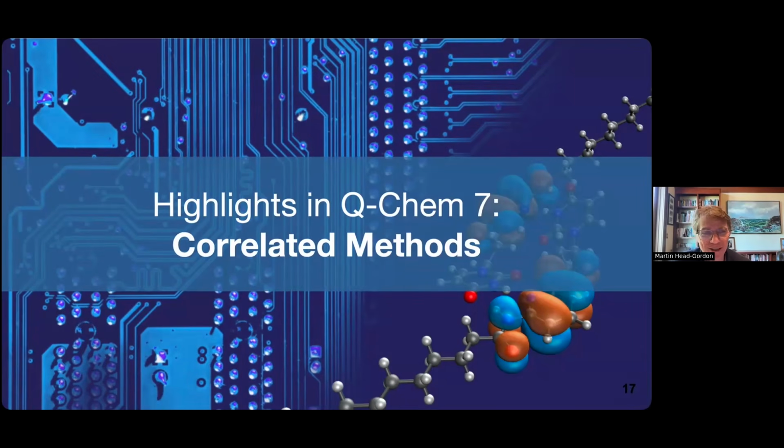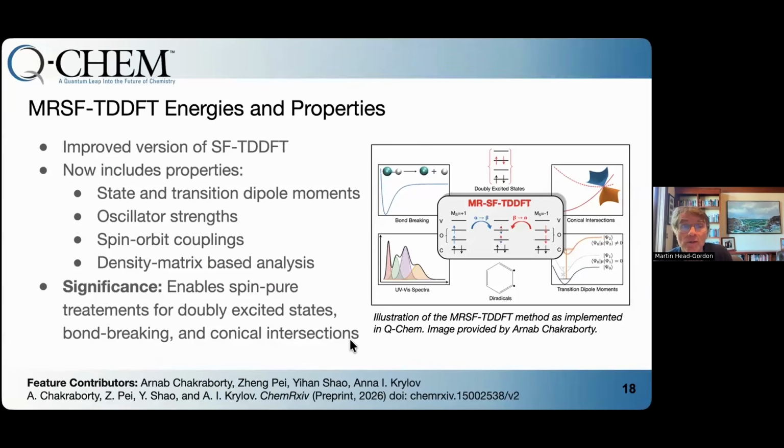I now want to say a few words about correlated methods. This will be brief. Q-Chem's got a very rich, deep suite of electron correlation methods, and that's primarily thanks to, again, the research of Anna Krylov. But we also have some new excitation methods that are worth highlighting. The mixed reference spin-flip TDDFT is newly implemented in Q-Chem for excitation energies, also transition moments and oscillator strengths, spin-orbit couplings, and analysis as well.